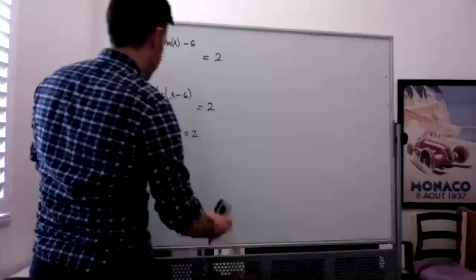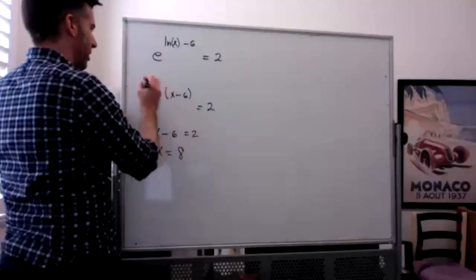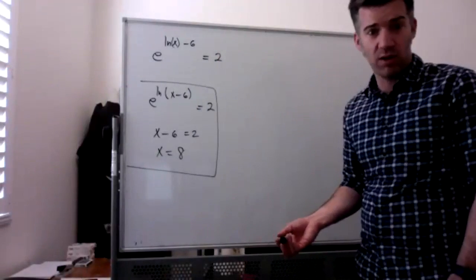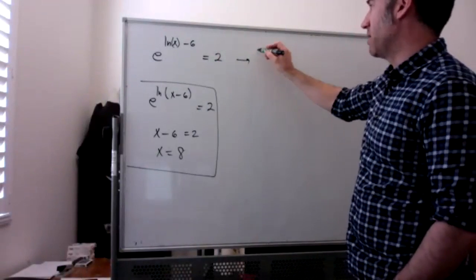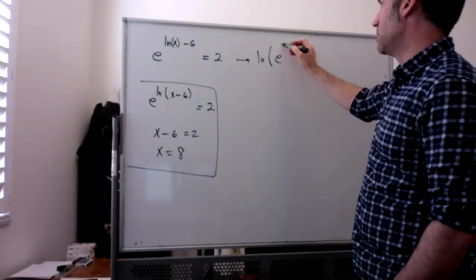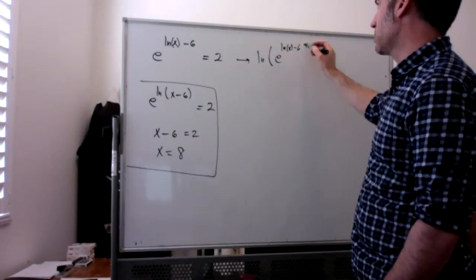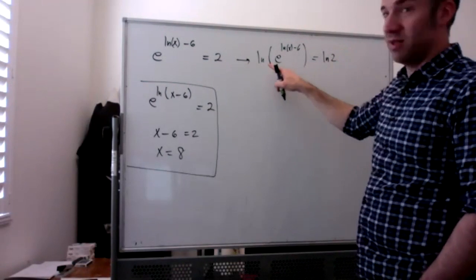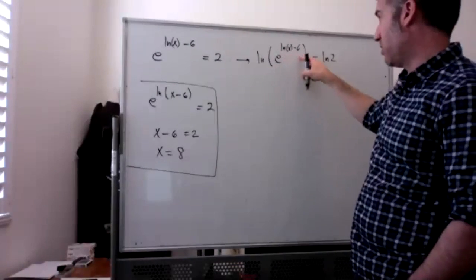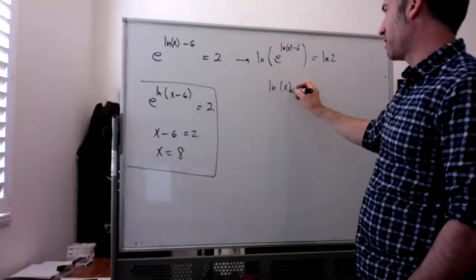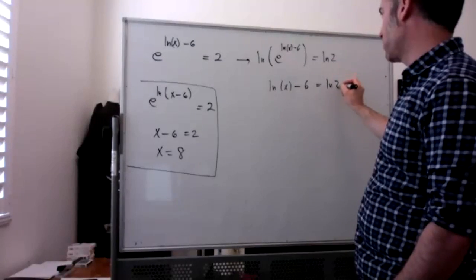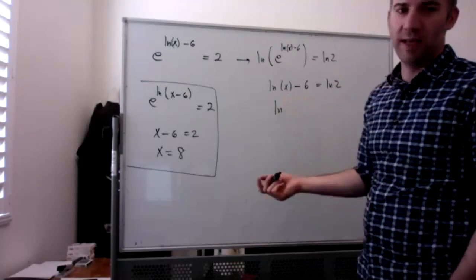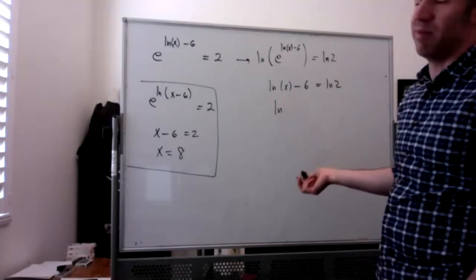Okay. I might have made this harder than it needs to be. That's all right. Sometimes things are hard. If I was going to solve this, I would take the natural log of both sides. So I have the natural log of e to the natural log of x, minus 6, equal to the natural log of 2. The natural log of e to a thing is just the thing. So that's the natural log of x minus 6 is equal to the natural log of 2. And then we can add 6 to both sides. I might have made this a little more difficult.